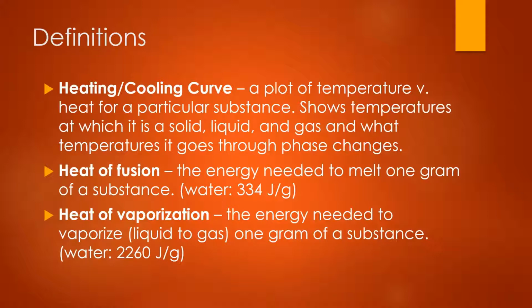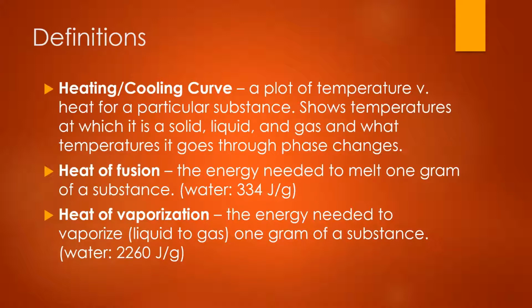Heat of fusion is the energy needed to melt 1 gram of a substance. Keep in mind, this word fusion is used elsewhere in chemistry, but here it means melting. When a substance goes from a solid to a liquid, another term that can be used is fusion. It's not often used, but here is another example of where you see this word fusion. For water, this value is 334 joules per gram.